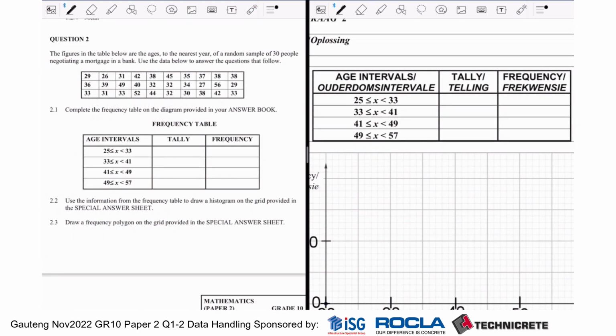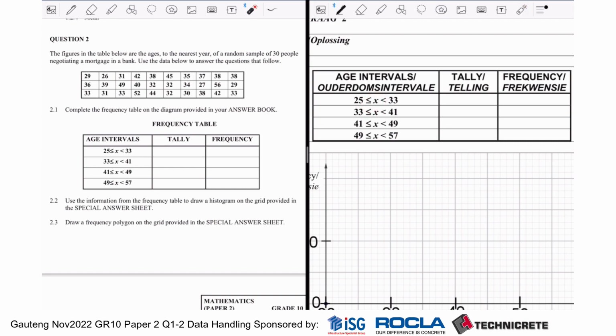Okay, then for question 2, I'm given the ages of 30 people that are negotiating a mortgage in the bank, and these are the ages in the table that I'm given. And I'm asked to complete a frequency table on the diagram below. So in this frequency table, I've got the ages in intervals. And here I'm going to tally up how many people occur between these ages.